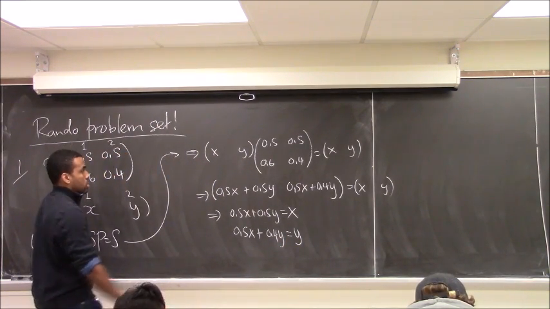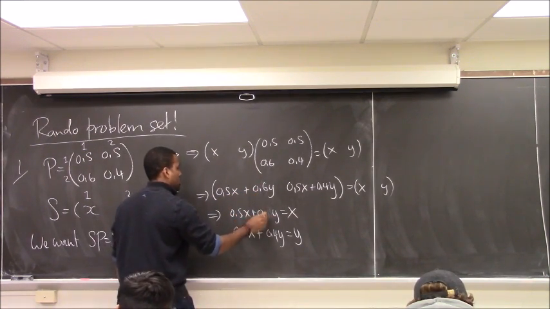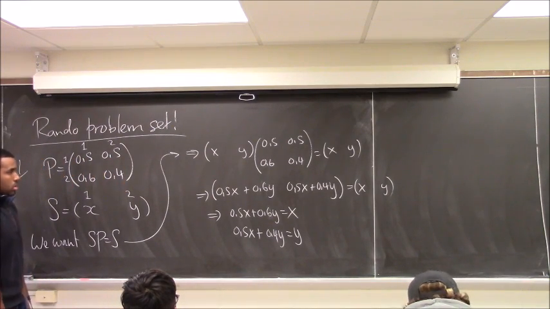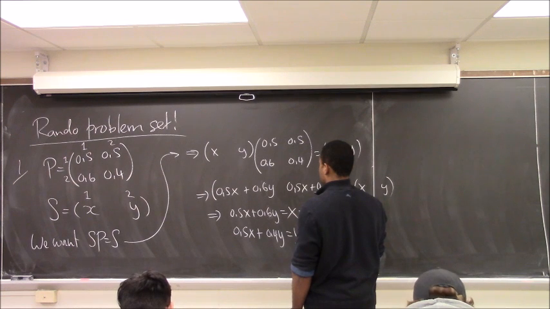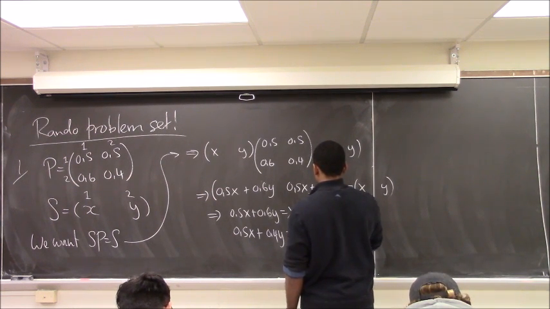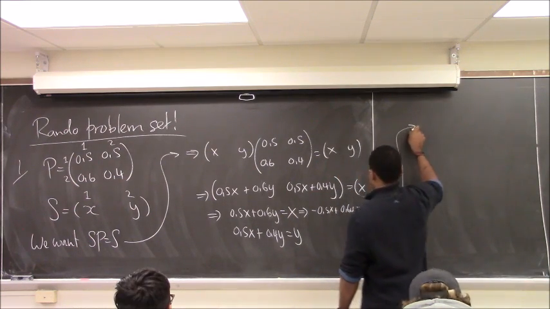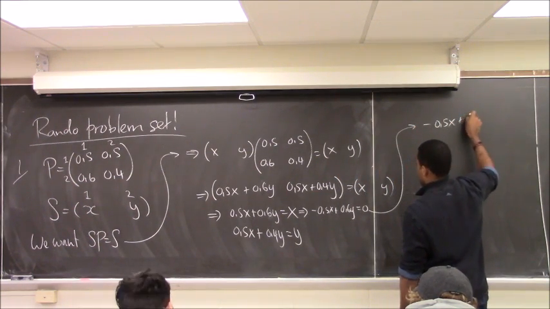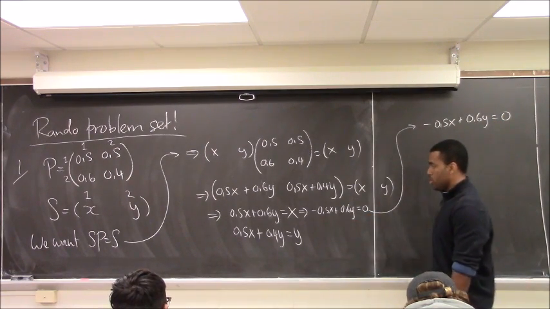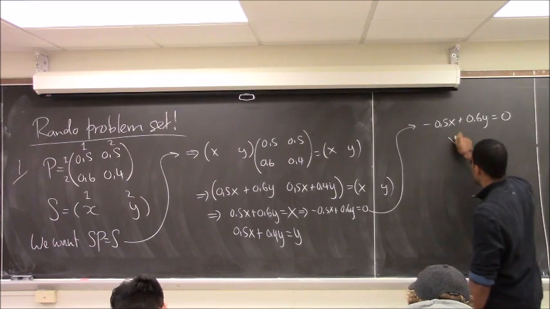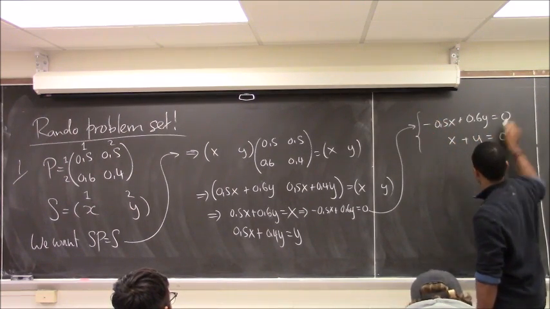From the first one I can subtract x from both sides. I get minus 0.5x plus 0.6y equals 0, and I would take this as my equation 1. Remember that the second one is just going to give you pretty much the same equation. So the next equation I would set up is x plus y equals 1. That's the system you have to solve.